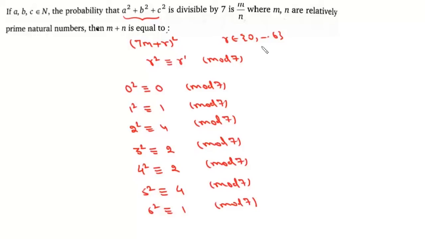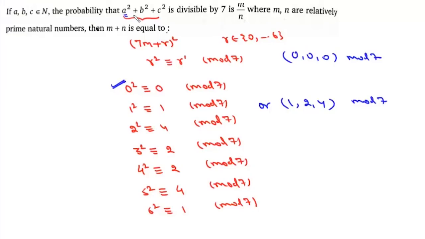Now we need to find the probability that A square plus B square plus C square is divisible by 7. It will be divisible by 7 if all of them are 0 modulo 7, that is this case, or when they are 1, 2 and 4. In that case it will be 1 plus 2 plus 4, which is 7, which again is 0 modulo 7. So the sum of these three squares will be divisible by 7 in these two cases.